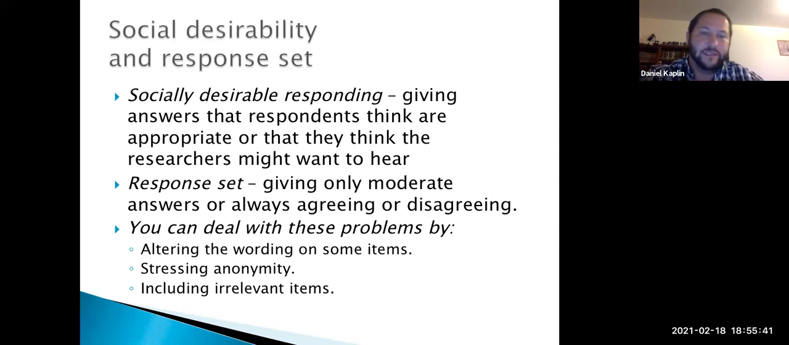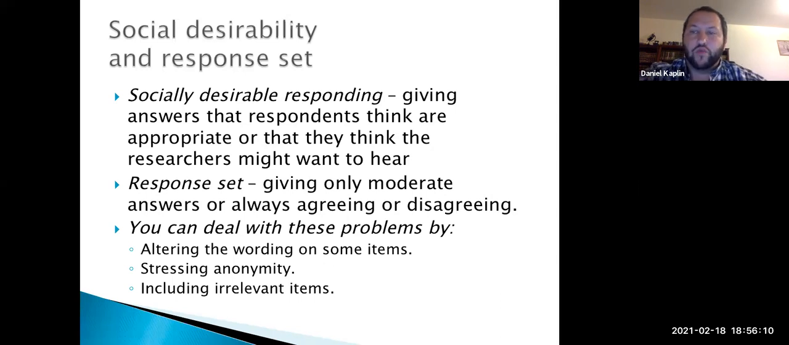How do you deal with social desirability? Well, for social desirability, you can emphasize anonymity. Hey, the survey's anonymous, no one will know your answers. People are more likely to be truthful if it's an anonymous survey. But you can also do other things to test for social desirability, such as altering the wording on some items.